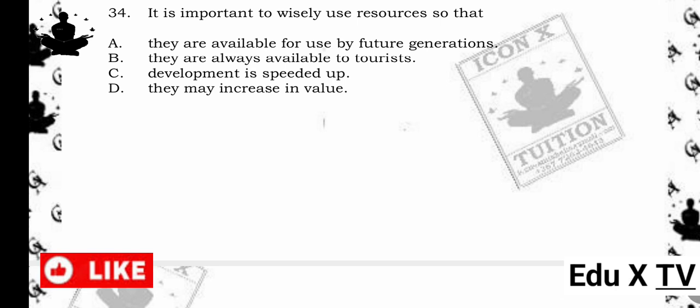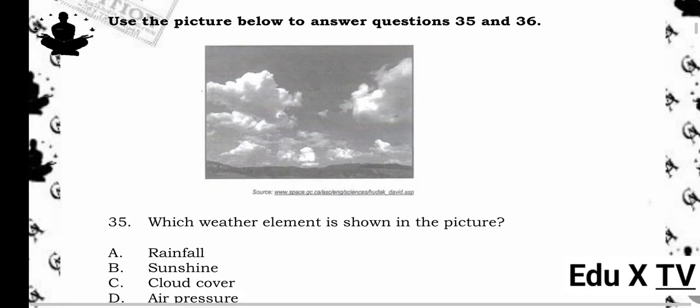34. It is important to wisely use resources so that A. They are available for use by future generations. B. They are always available to tourists. C. Development is speeded up. D. They may increase in value. The answer is A. They are available for use by future generations. Reason being, this defines sustainability.